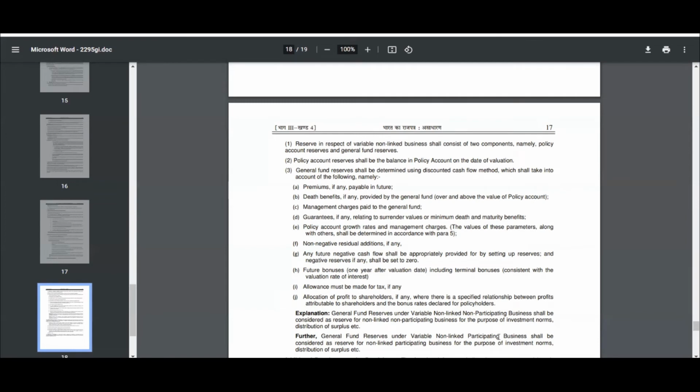So these are, if you recollect, the same points that we considered in the policy cash flows, right, which was regulation 3 of this regulation only. Policy cash flows also include the same points. These are the cash flows.